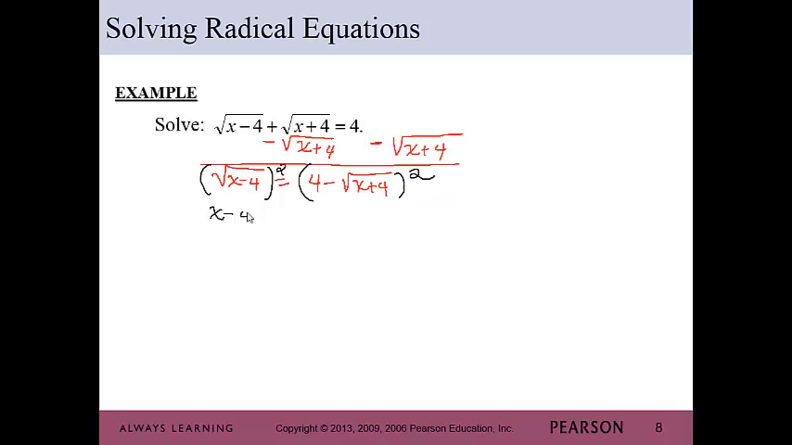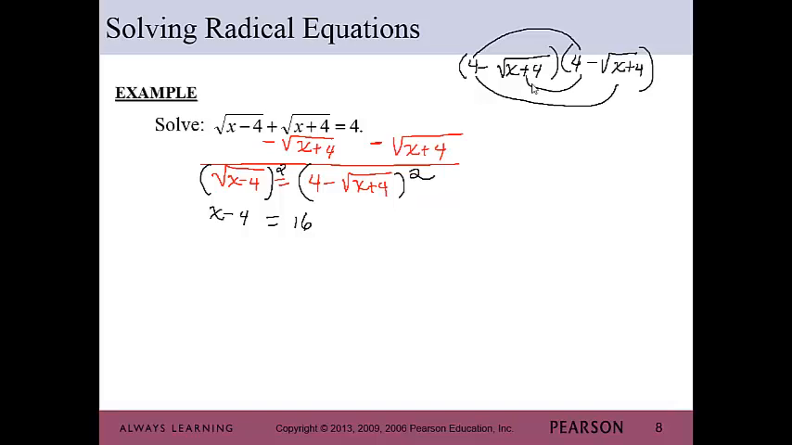But this, you're going to have to do the FOIL method again, because this is husband and wife. And remember, you can't separate them. You're going to multiply 4 times 4, which is going to give me 16. And then you're going to multiply 4 times the square root of x plus 4, which is going to give you a negative 4, the square root of x plus 4.